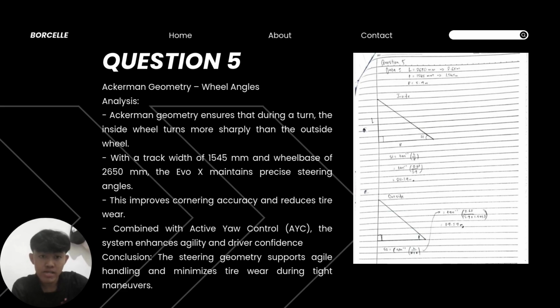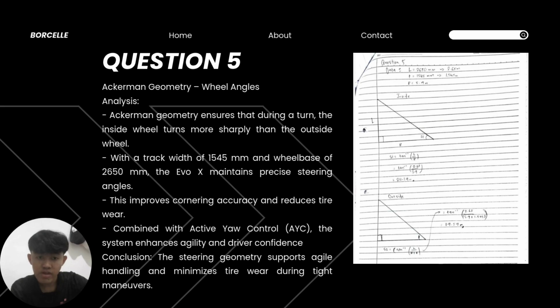Question 5. The Ackermann geometry. Wheel angle analysis. Ackermann geometry ensures that during a turn, the inside wheel will turn more sharply than the outside wheel, with a track width of 1,545 mm and wheelbase of 2,650 mm. The Evo X maintains precise steering angle.